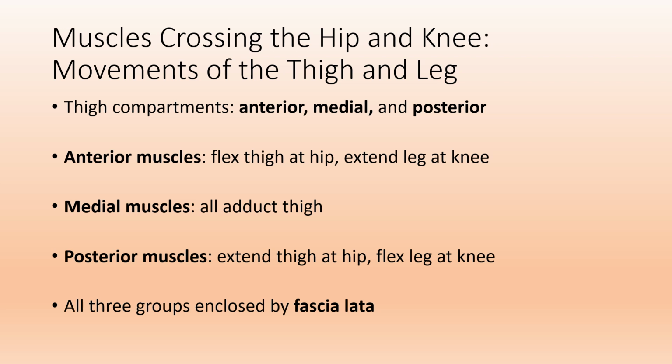All of these groups are covered by the same sheet of connective tissue known as the fascia lata. Again, this connective tissue serves as a sheath to ensure that these muscles are functioning together and uniform.